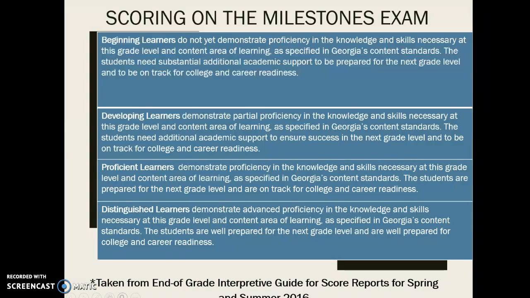The developing learner demonstrates partial proficiency in these knowledge and skills and still needs additional academic support to ensure success in the next grade level and to be on track for college and career. Proficient learners demonstrate proficiency in the knowledge and skills at the grade level and are prepared for the next grade level and on track for college and career readiness, while distinguished learners demonstrate advanced proficiency in the knowledge and skills, and these students are well prepared for the next grade level and are prepared for college and career readiness.